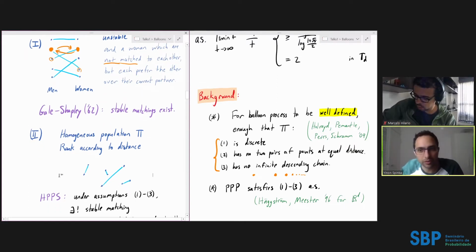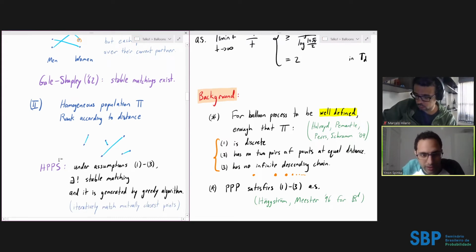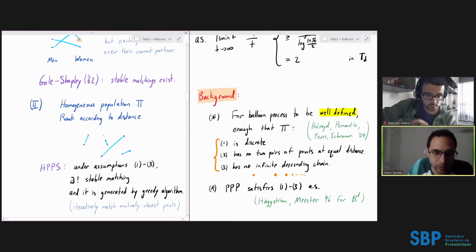So in this paper of Howard, Paris, Pimentel, and Tran, they showed that under these three assumptions on the right, there exists a unique stable matching. Yes, there exists a unique stable matching if the initial point process satisfies these three assumptions. And moreover, you can generate this stable matching by a greedy algorithm which iteratively matches mutually closest points. Okay, so what does this mean? If we have this set of points, how do I generate the stable matching that's depicted here?